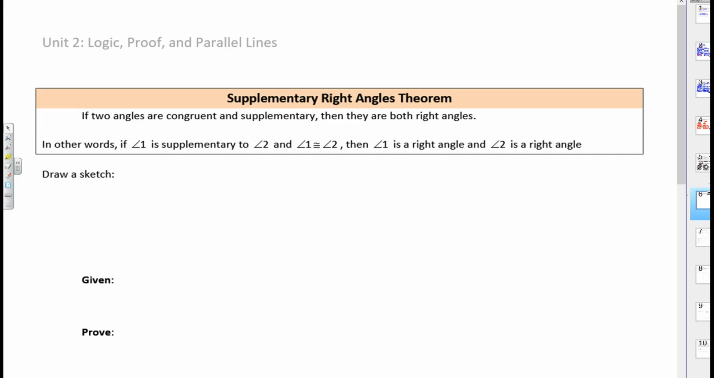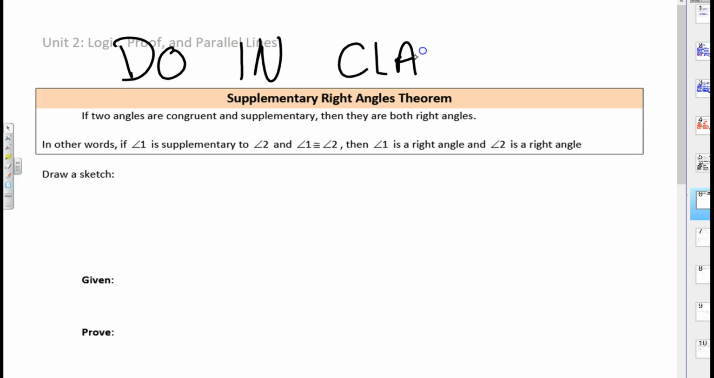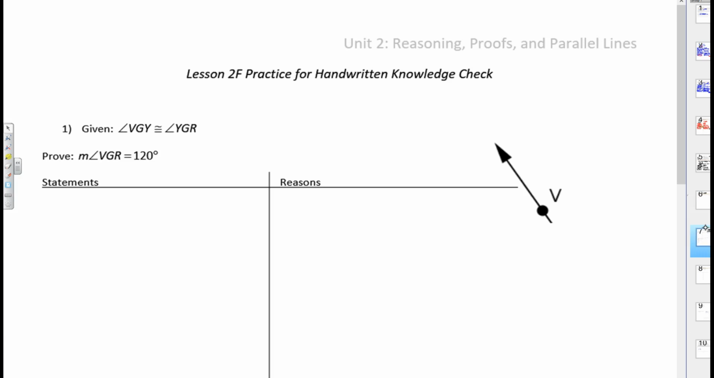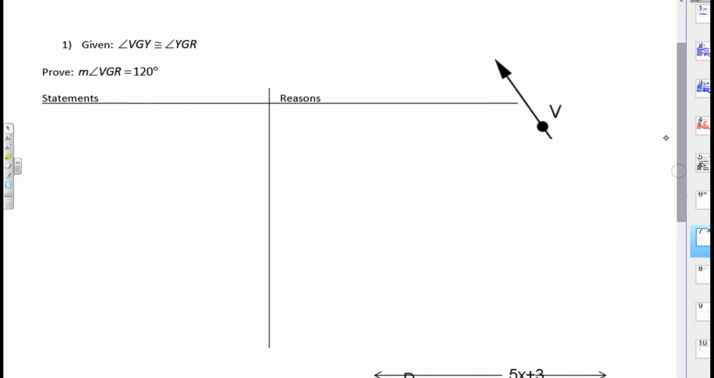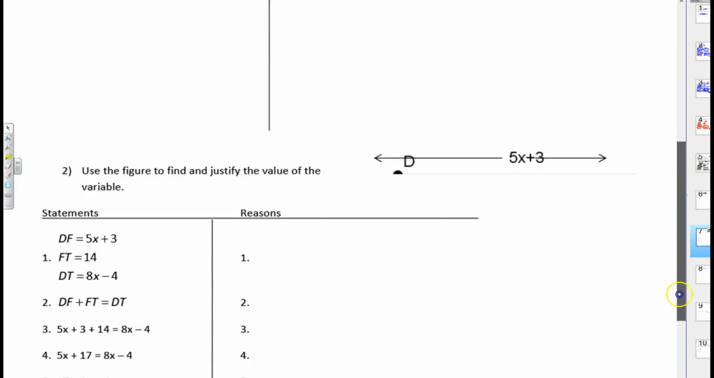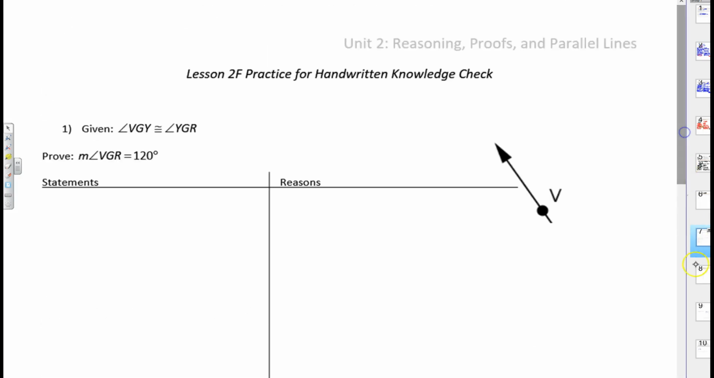All right, guys. The last proof is the supplementary right angles theorem. And actually, we're going to do it in class together, okay? And we're going to do it with the rubric so that you guys get some good experience with doing this together. But I want you guys to go ahead and jump in and take a look at the practice. And I recognize that part of the practice has disappeared on my page, but y'all should be able to see it. So go ahead, try some of these out, see how it goes.